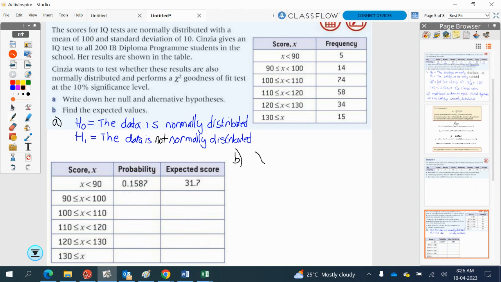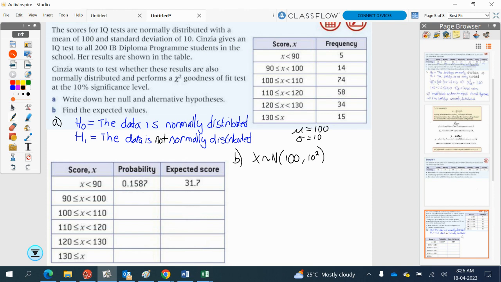So we say that x is normally distributed. What are the parameters for the normal distribution? Yeah, so what's the mean? 100. So we've got that the population mean is 100, and the variance is the standard deviation squared. The standard deviation is 10, so the variance is 10 squared.